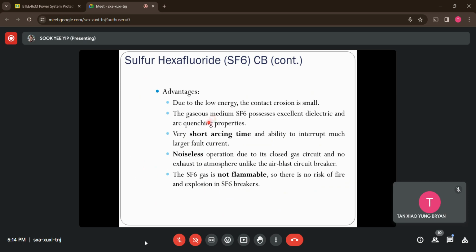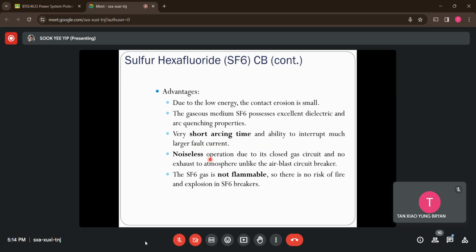So moving on here, the SF6 gas has an excellent property in terms of high dielectric strength. Which means that it is not easily broken down and turned into ionized particles. Because of these properties, the arcing process will be shorter, so it is able to interrupt much higher fault current values. Okay, so these are the advantages of SF6 gas.